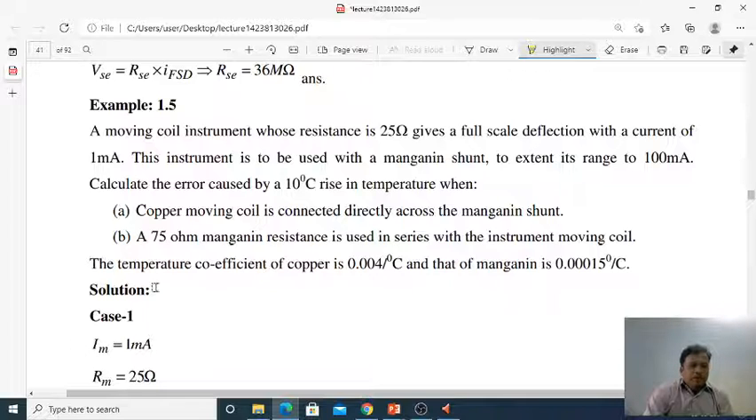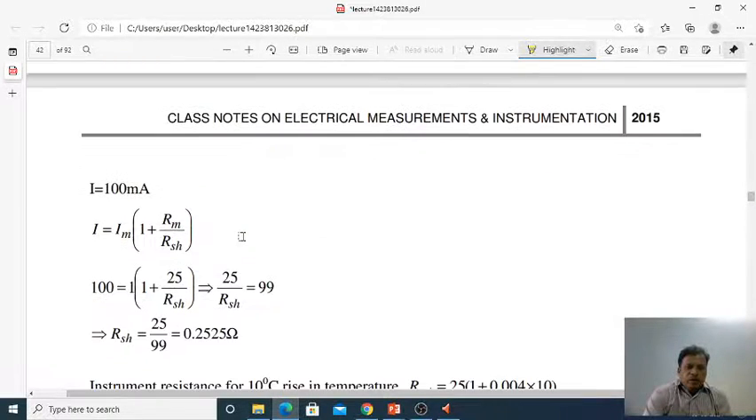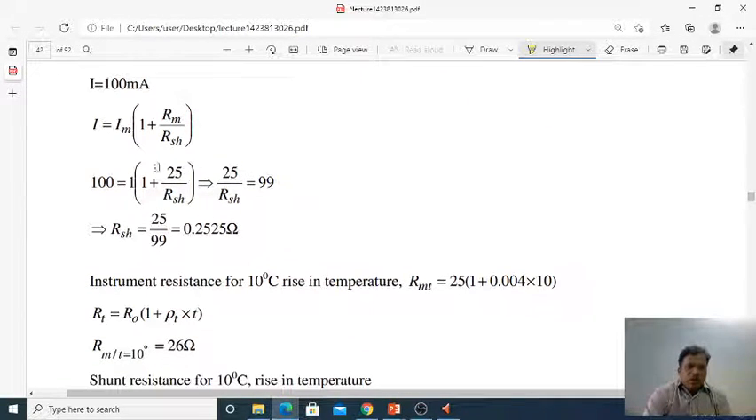So the solution for this: Im is 1 milliampere, that is the meter reading, and Rm is 25 ohms, that is the meter resistance. Now coming to the question, this instrument is to be used with a manganese shunt to extend the range to 100 milliamperes. So now 100 milliamperes is to be measured. What is the I value? 100 milliamperes.